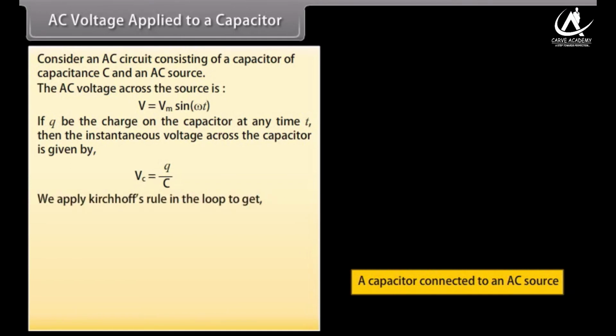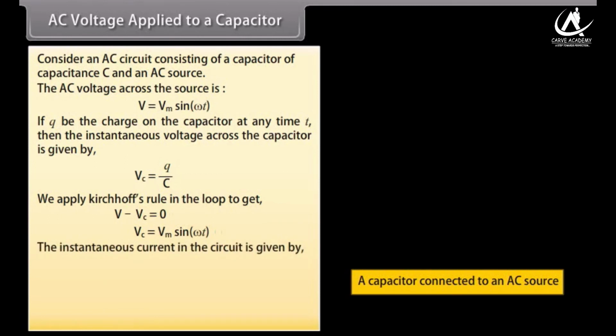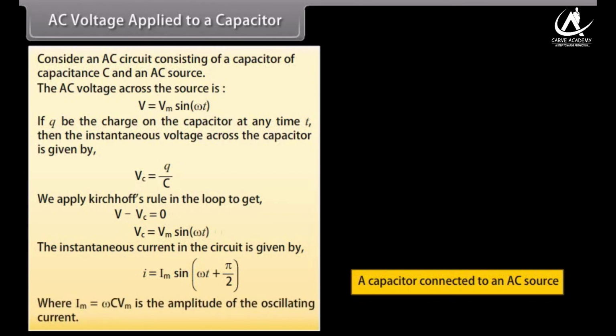We apply Kirchhoff's rule in the loop to get V minus Vc = 0. Now we put the value in the above equation: Vc = Vm sin omega t. The instantaneous current in the circuit is given by I = Im sin(omega t + pi by 2), where Im = omega C Vm is the amplitude of the oscillating current.